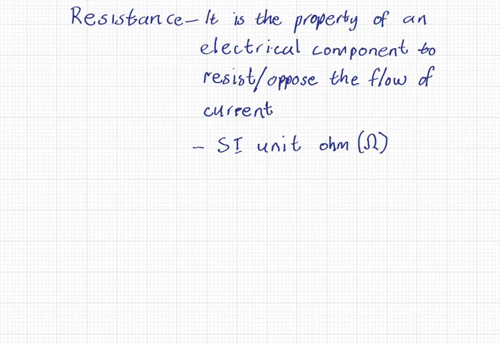Well, let's start with resistance. What is resistance? Resistance is the property of an electrical component to resist or to oppose the flow of current, or to oppose the flow of charges. The SI unit is ohm, and the symbol for ohm is omega, as you can see here in brackets.